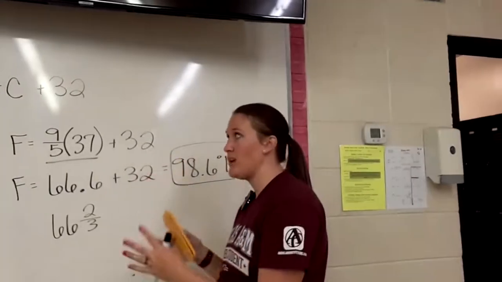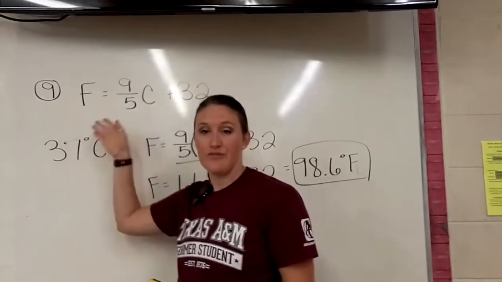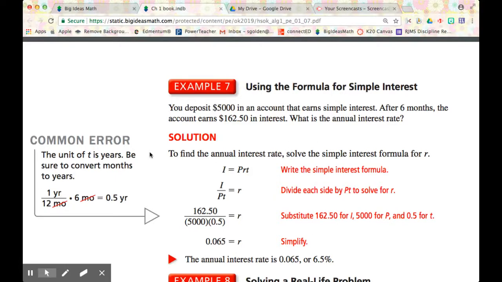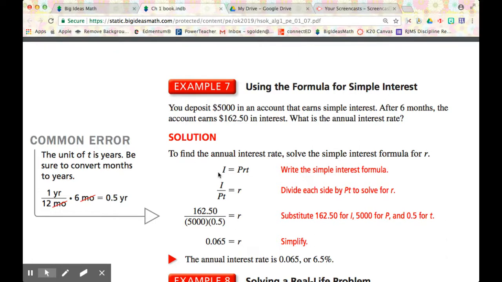Okay? The whole point of this is to rearrange formulas to solve for a different variable in them. Okay, example 7, we are going to be using what's called simple interest. Before we actually read the problem, I want to talk about this formula right here. This is something that would be given to you. This is an actual formula.